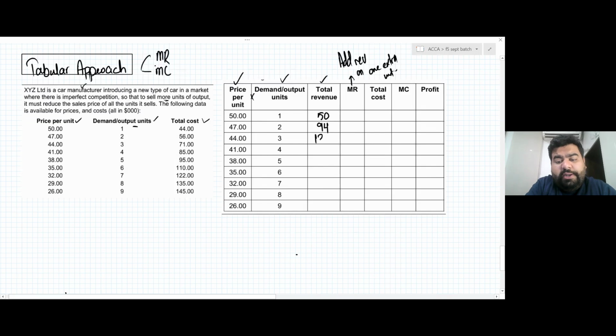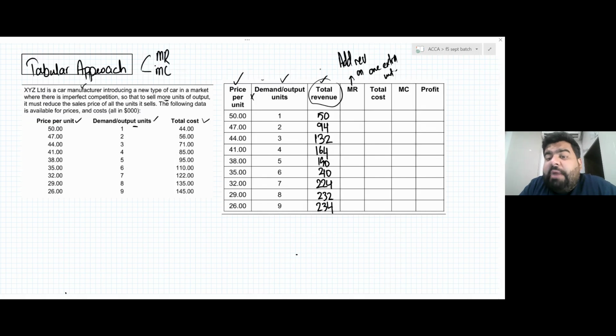The answer will be 132. If you are selling for 41, your demand will be 4, it will be 164. At 38, your demand will be 5, 190. At 35, your demand will be 6, 210. At 32, your demand will be 7, it will be 224. At 29, your demand will be 8, it will be 232 total revenue. And when you take your price to 26, the demand will be 9, your total revenue will be 234. We have calculated this total revenue first. If the total revenue is directly given in the question, then no issue. But if it's not given, just multiply the price with the demand.